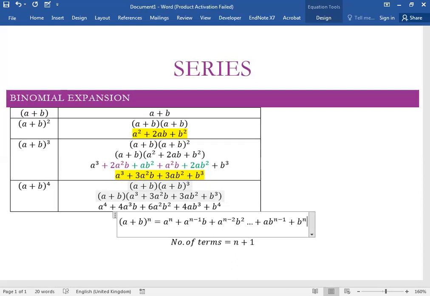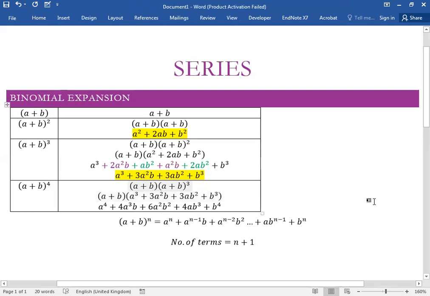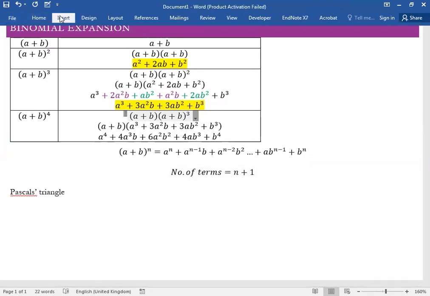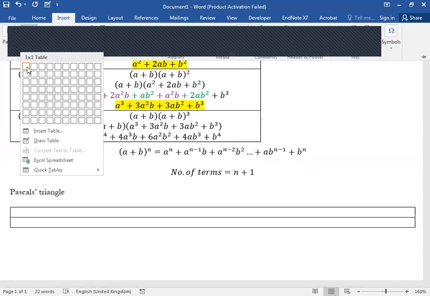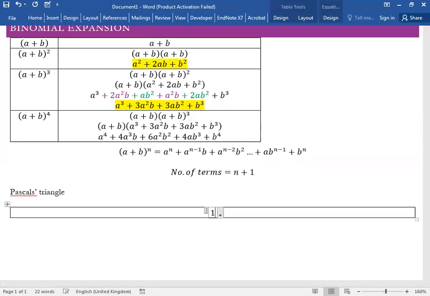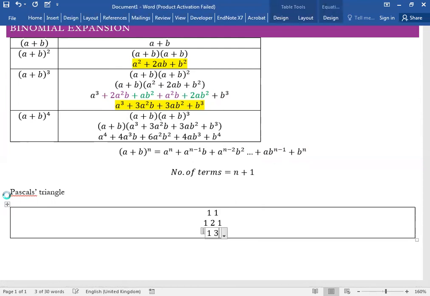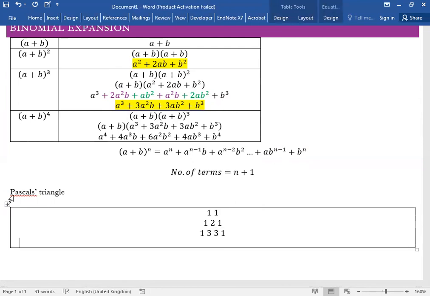Now, you will try to make a pattern around it, but Pascal has already done it. There is a Pascal's triangle. I'll try to make the entire triangle. Okay. Now, the first row, I'm just writing down coefficients 1 and 1. The second one, 1, 2, 1, then 1, 3, 3, 1. And then it's 1, 4, 6, 4, 1. Okay, these are the ones that we have done, right?